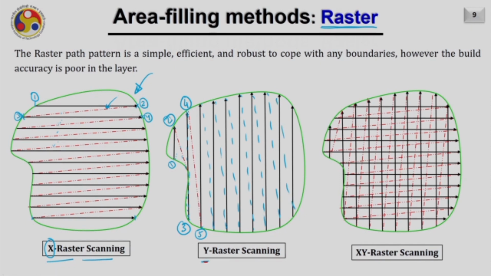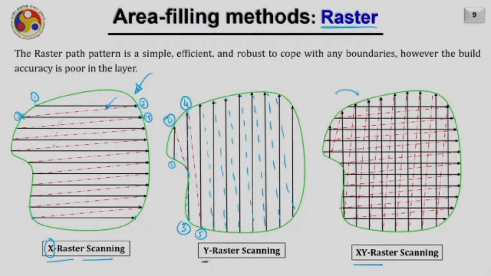In some cases, we also do the XY raster scanning, when the tool paths are given in the X direction as well as in the Y direction. So why do we do this? This is to get homogeneity in the deposited material property.